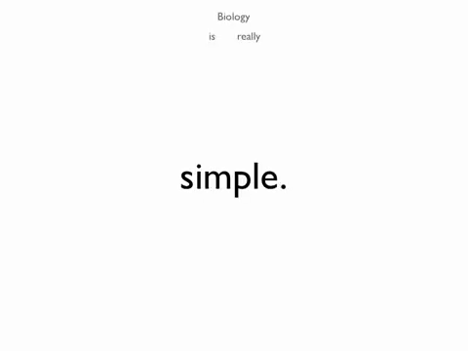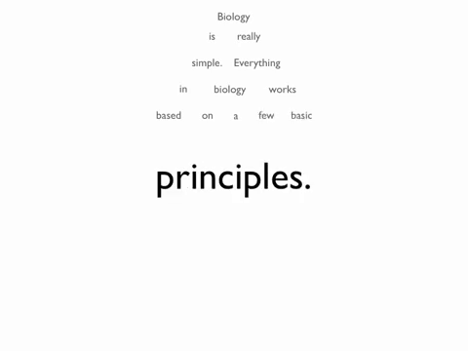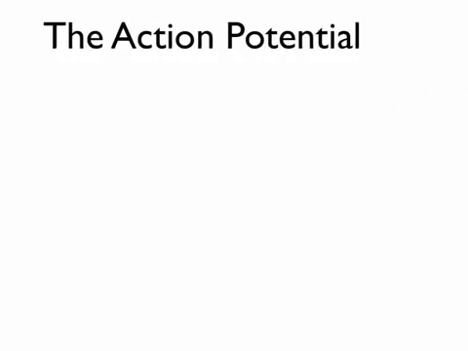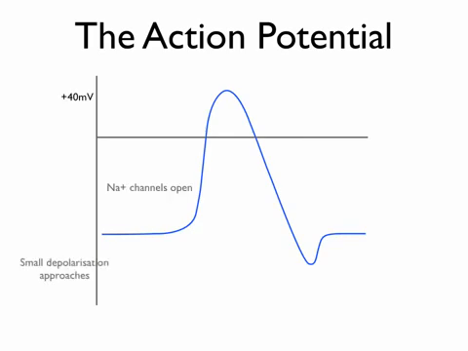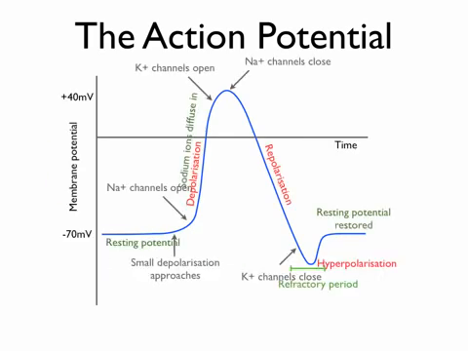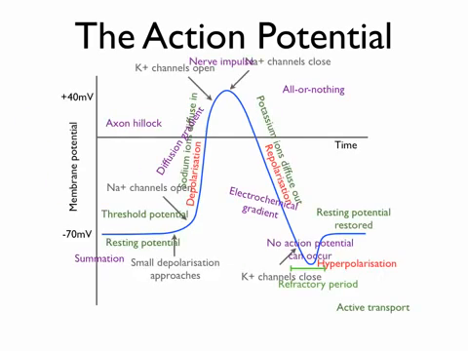Biology is really simple. Everything in biology works based on a few basic principles. The action potential is a really good example of this. It might look really complicated, but all you need to know is how diffusion and active transport move ions.